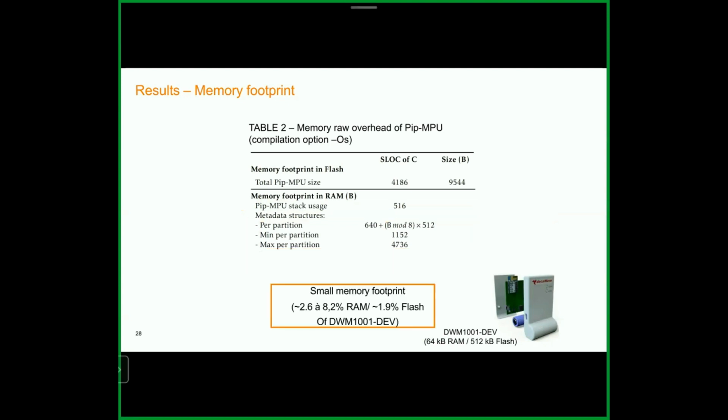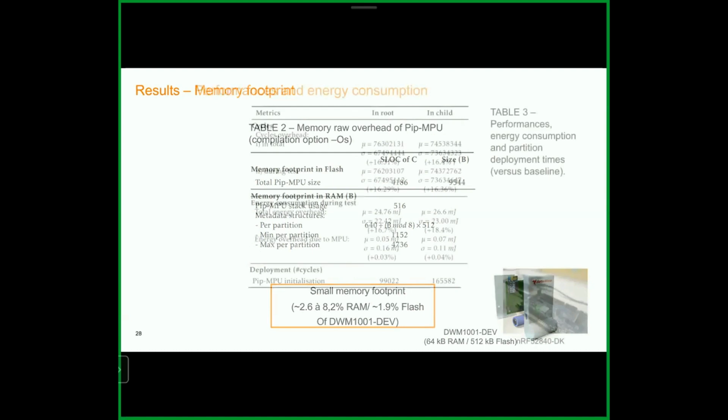And so we can conclude that we have a small memory footprint. The percentages are given compared to this device, the DWM1001 dev, which is the smallest that we have. So if we have a bigger system, we have better values.